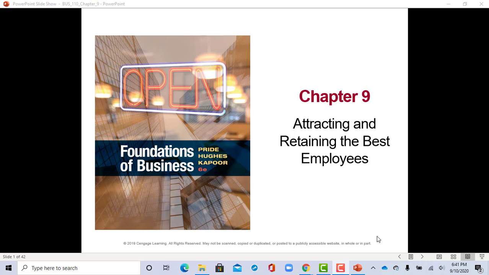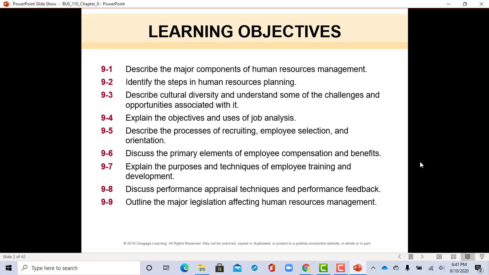Chapter 9, Attracting and Retaining the Best Employees. Here are the learning objectives.